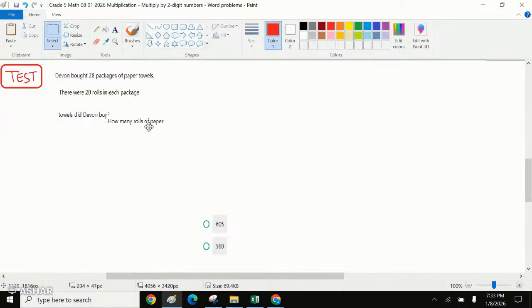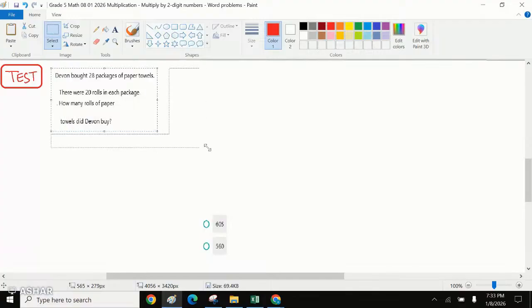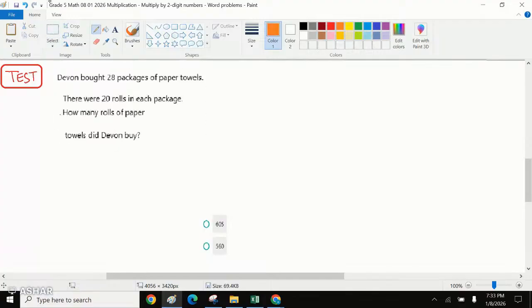How many rolls of paper did Devon buy? So the first question of the test says, Devon bought 28 packages of paper towels, right? There were 20 rolls in each package. So how many rolls of paper towels did Devon buy? Can you give me the answer? Is it option A or option B? I'll wait for you. I'll give you some time.